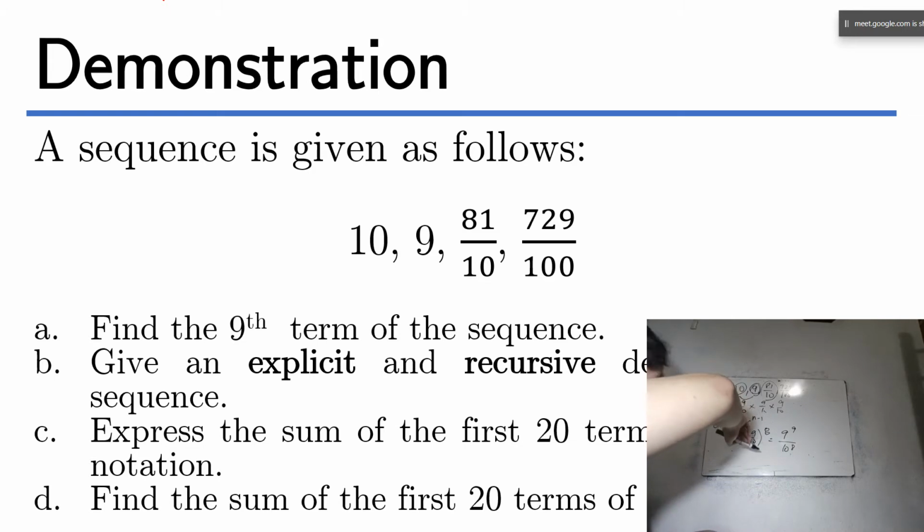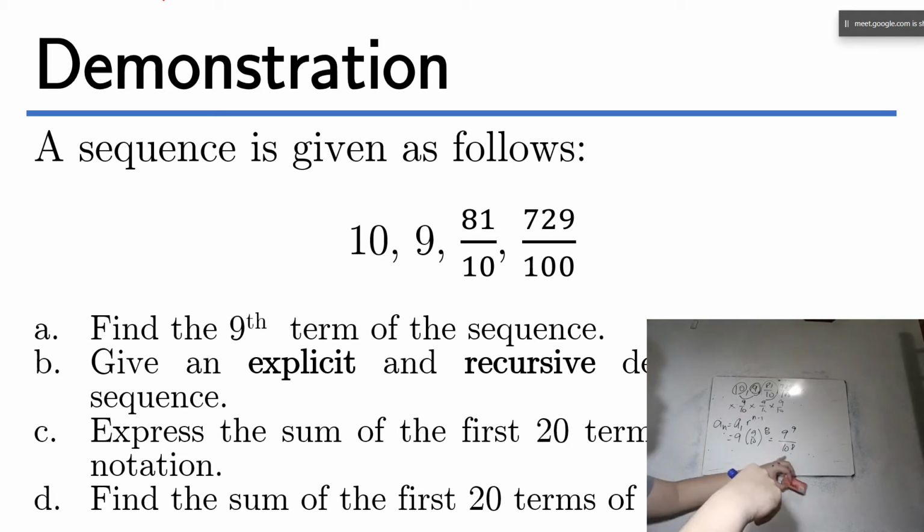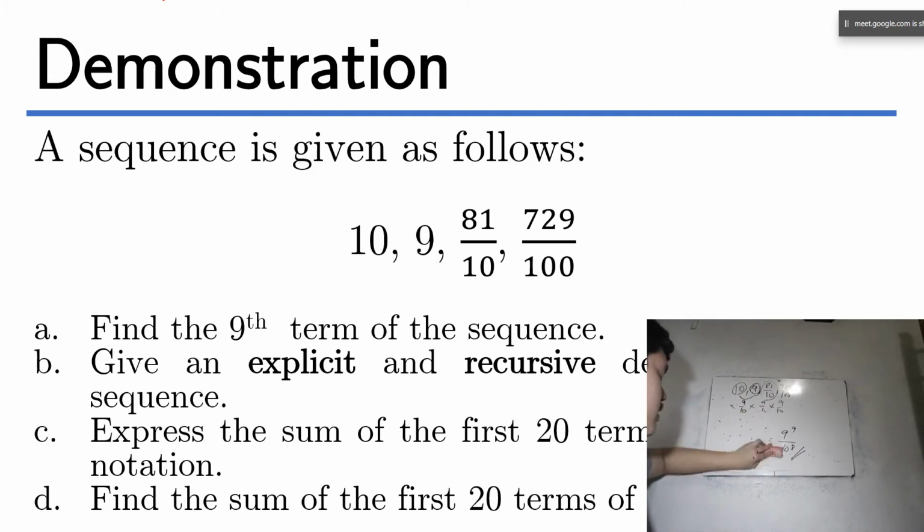Yung importante naman dito, you know the process, no? Given explicit and recursive definition of the sequence, no? So, I'll leave it as this. A sub 9 equals this. Okay. Sige. Explicit definition.